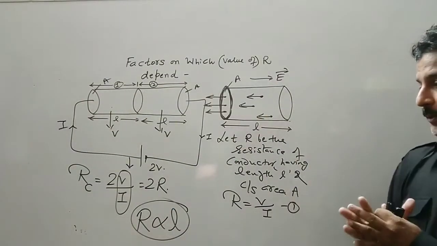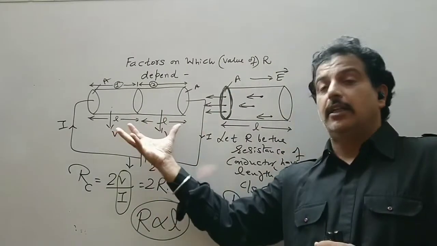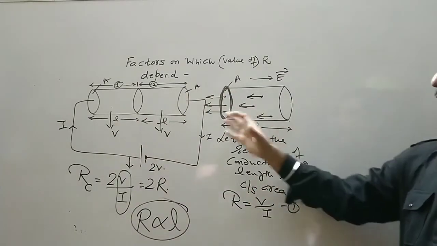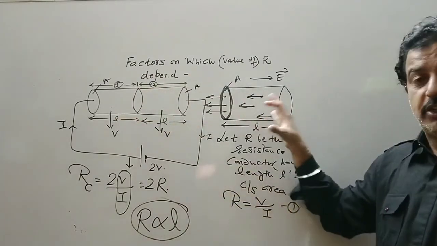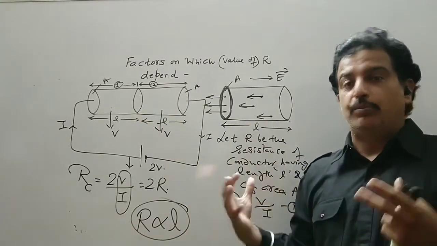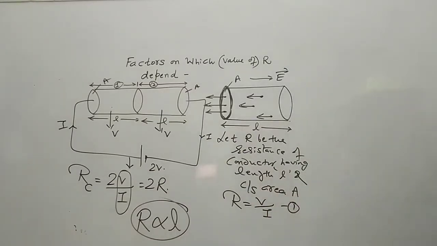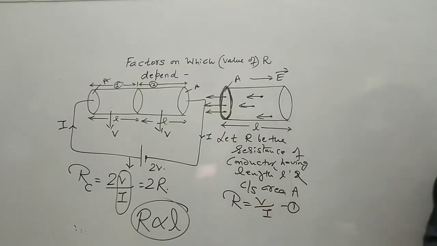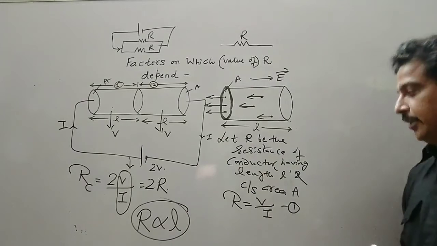So if I increase the length, the resistance of the conductor also increases, and by common sense also they have to collide more as compared to the initial situation. Now I need the same amount of current. So the only option left is I have to double the battery. So the first factor is R is directly proportional to L. Let's consider the other factor.